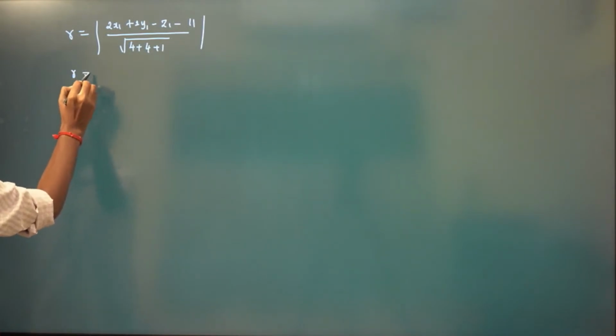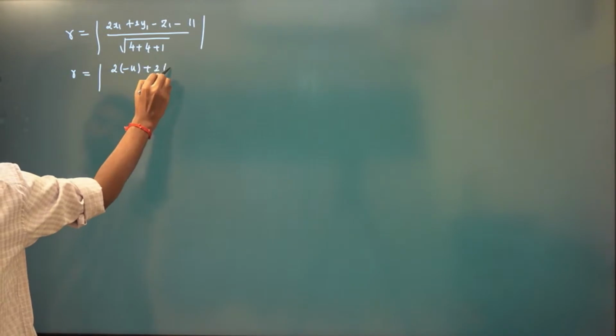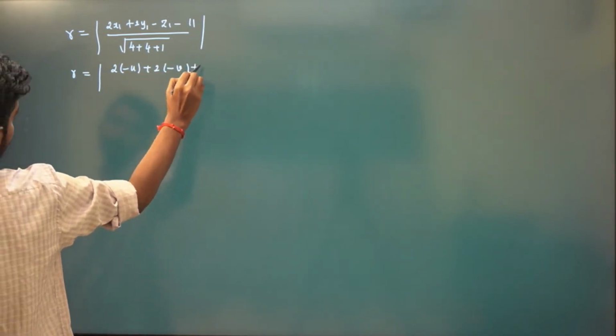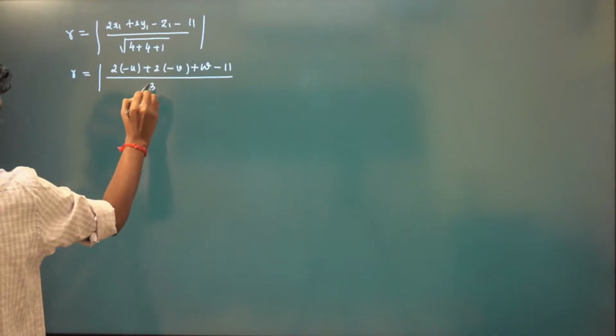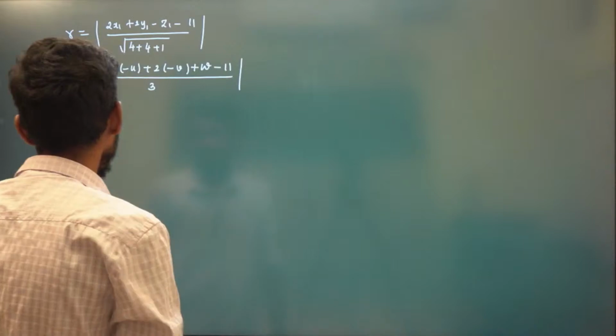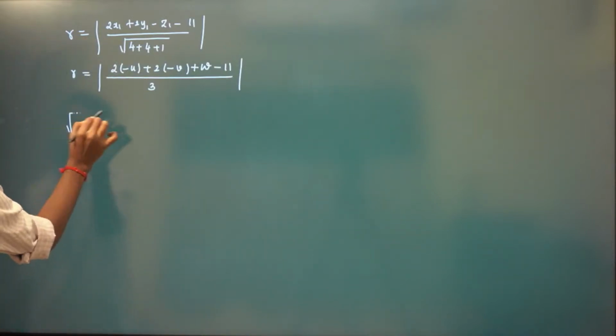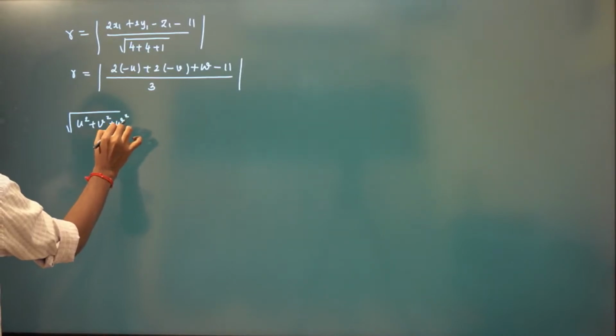Now what are x1, y1, z1? They are -u, -v, -w, with the -11 divided by t. So the radius has to be this. Now what is the radius? The radius is root of u square plus v square plus w square minus t. This is the radius formula, right?